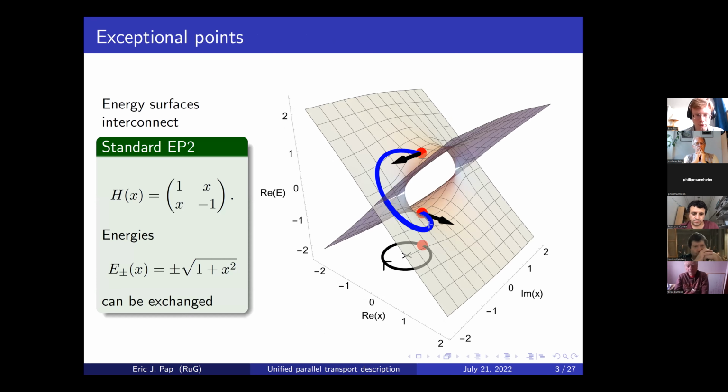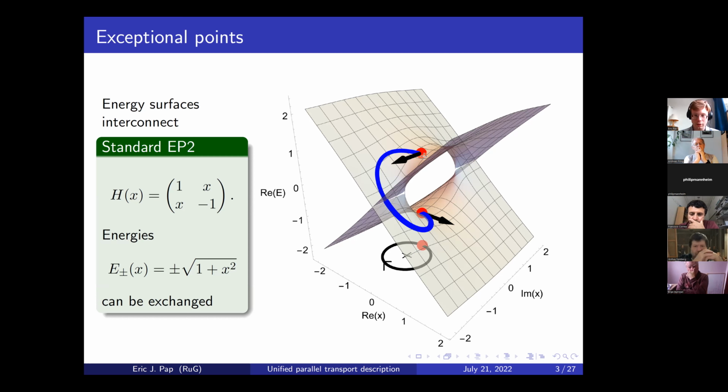So let me illustrate that using the standard EP2, by which I like to refer to this particular system. So X is now complex, this Hamiltonian is non-Hermitian, the eigenvalues are generally complex, and so we can have more intricate topology. And we see that the energy sheets or surfaces now interconnect. So if I now follow this loop, then I see that my initial energy does not return to itself, it becomes a different energy.